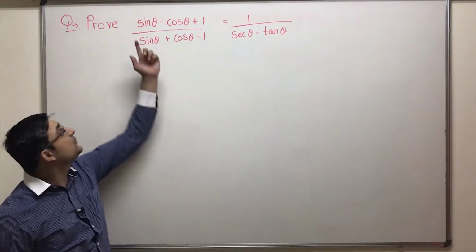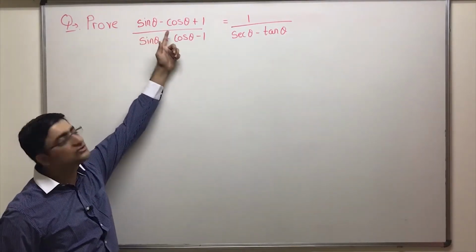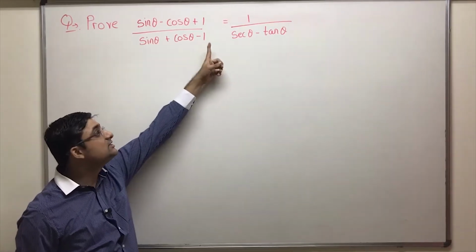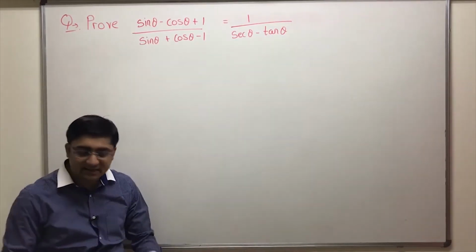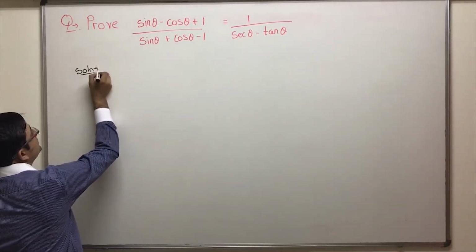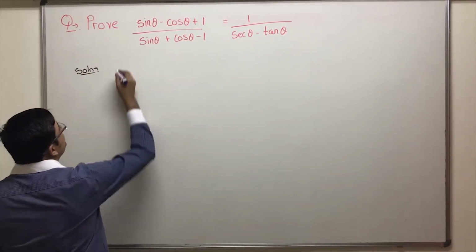So in this question, we have to prove that (sin theta minus cos theta plus 1) upon (sin theta plus cos theta minus 1) is equal to 1 upon (sec theta minus tan theta). So let's begin. We'll begin from the LHS.